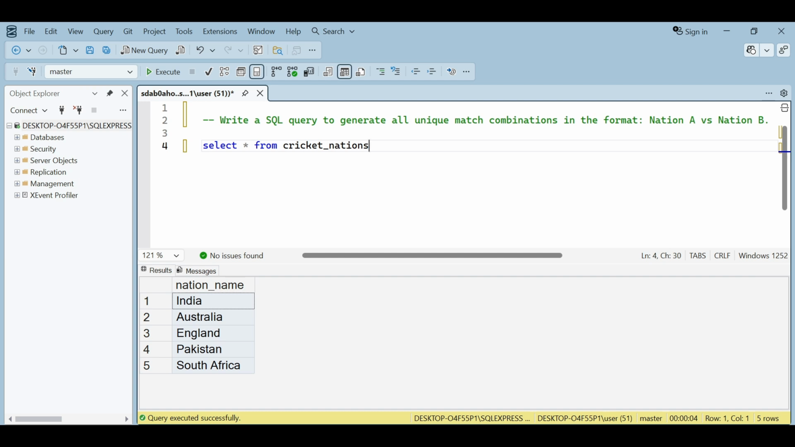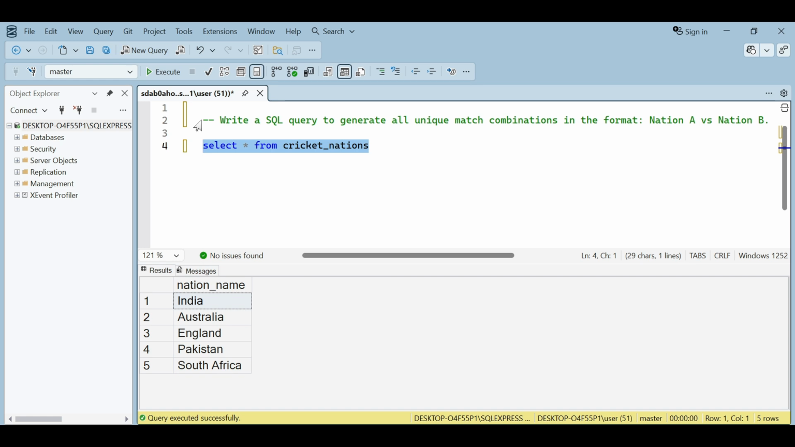So today we are going to solve a question which was asked in Deloitte. Before looking into the question, let's see what data we were given. We were given a table called cricket nations. If I run this query, this is the table that we had. It had only one column called nation name. For example, we have 5 nations here: India, Australia, England, Pakistan and South Africa. Now let's look into the question.